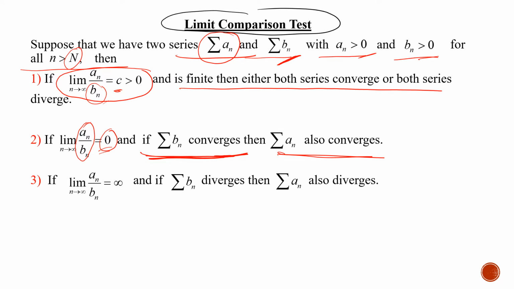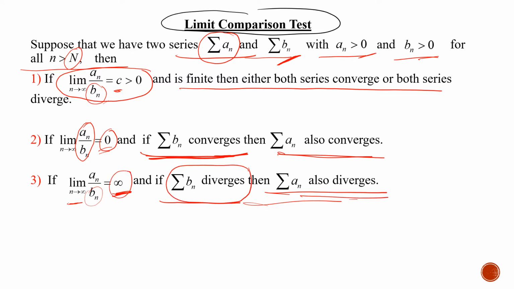And the third one is that if you take the ratio and you see that the limit as n tends to infinity is infinite, then if bn diverges, then only an diverges. Suppose that you get infinity and bn is convergent, then you cannot say anything by this test, because if the limit is infinite and bn is divergent, then only you can say that an diverges.